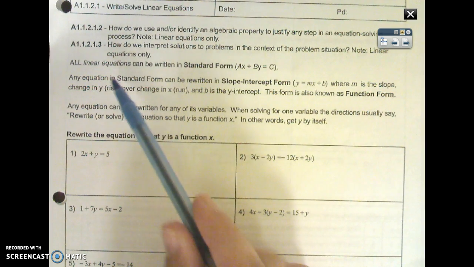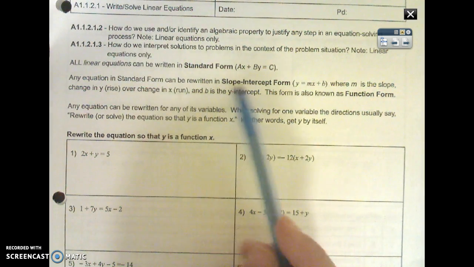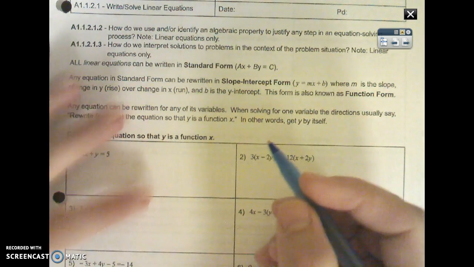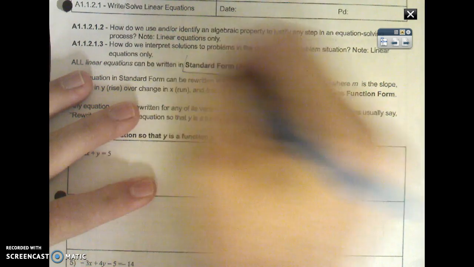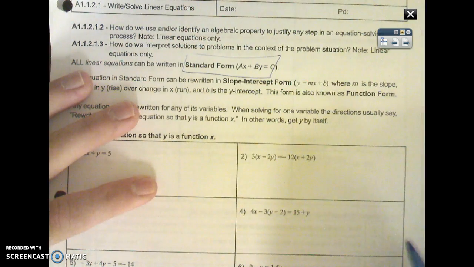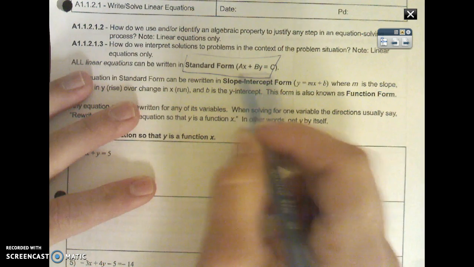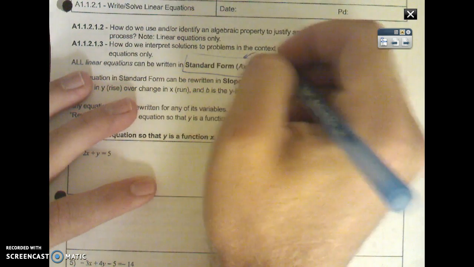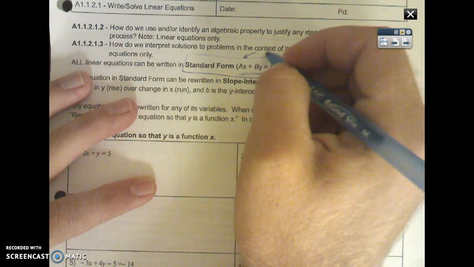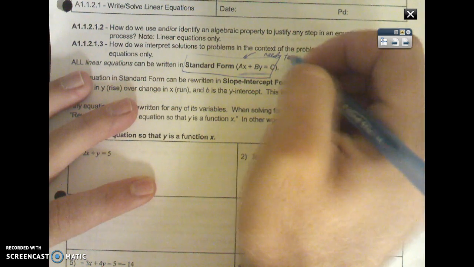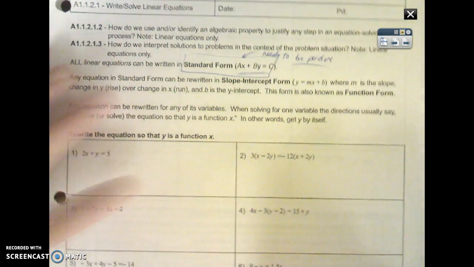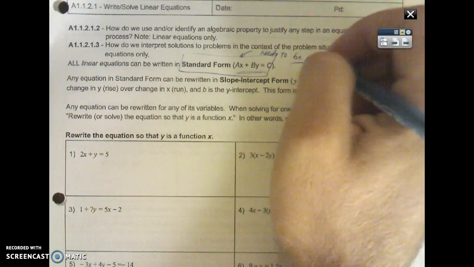All linear equations can be written in standard form, ax plus by equals c. There are two big forms that you need to know about. This is your first one, standard. It's when you have x and y on the same side and equals a number. Please note that the value in front of the x needs to be positive. We'll get into that in more detail later on. And yes, that's the word positive.